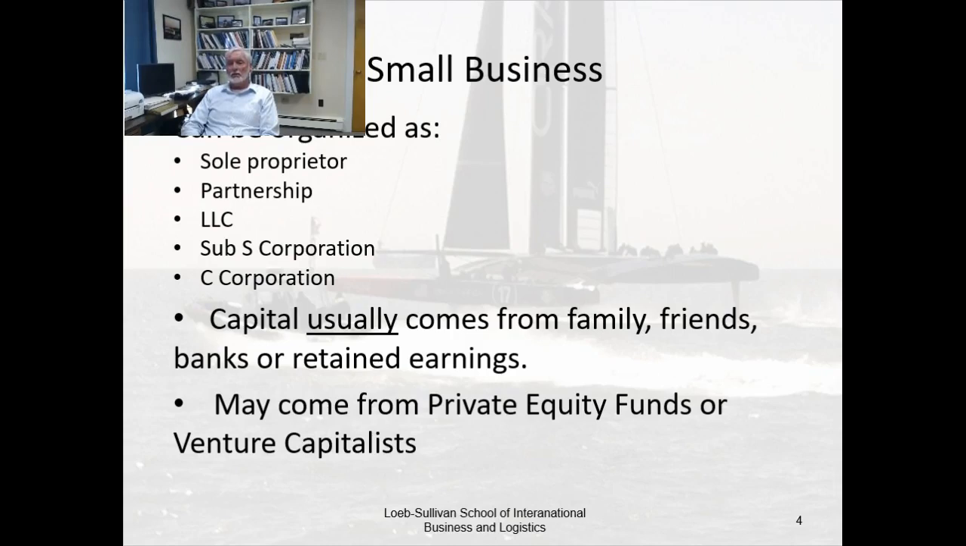Our family's going to provide the capital to start this business or run the business. Our friends, people that we know, may invest in the business with us. Banks can provide capital. And then if we earn money, we can leave it in the business, and that's additional capital. So that's usually where money comes from for small business.